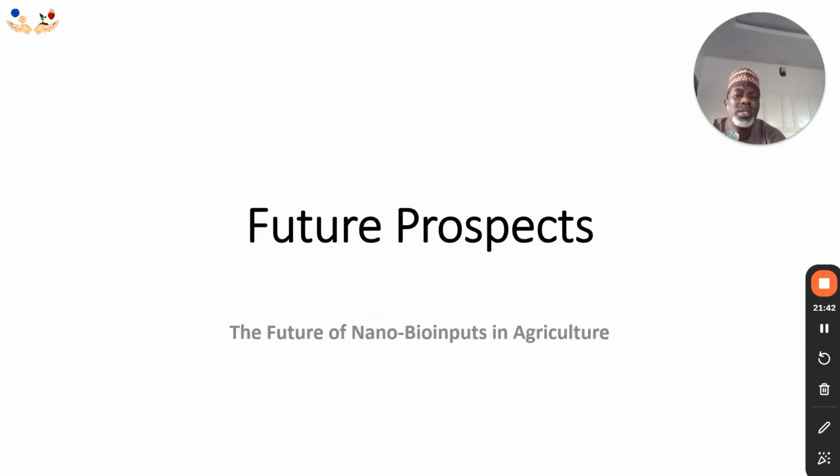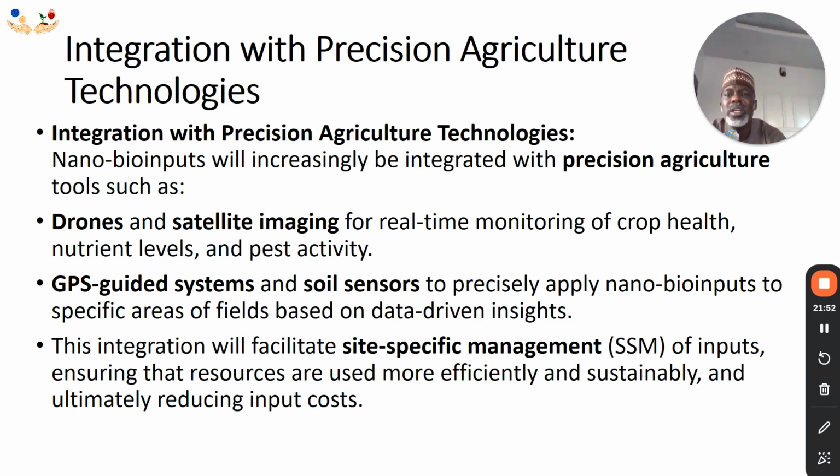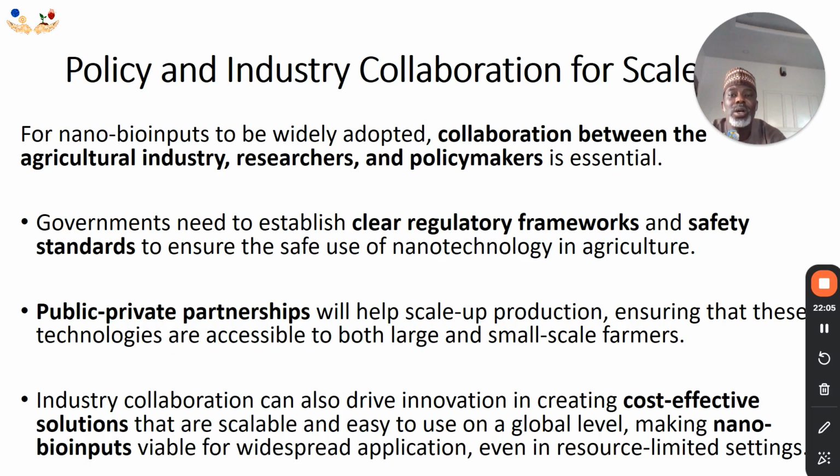The future of nano bio inputs in agriculture is very sure. If we can embrace smart nano formulations with AI-driven delivery and integration with precision agriculture, because the use of drones and satellite imaging for real-time monitoring of crop health, nutrient levels, and pest activity, GPS-guided systems, and soil sensors is going to work. Also, incorporation of policy and industrial collaboration is needed for nano inputs to be widely adopted.